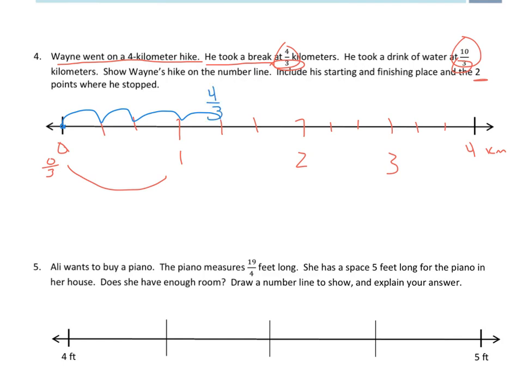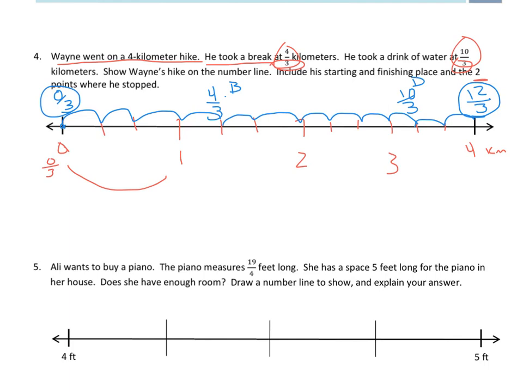And I'm going to continue on. 5 thirds, 6 thirds, 7 thirds, 8 thirds, 9 thirds, 10 thirds. And that's where he stopped for water. And I'll keep going. 11 thirds, 12 thirds. And the reason why I'm putting this one on there is that's his stopping point. 0 thirds is his starting point. And then here are his 2 stops. This is his break, and this is his drink.